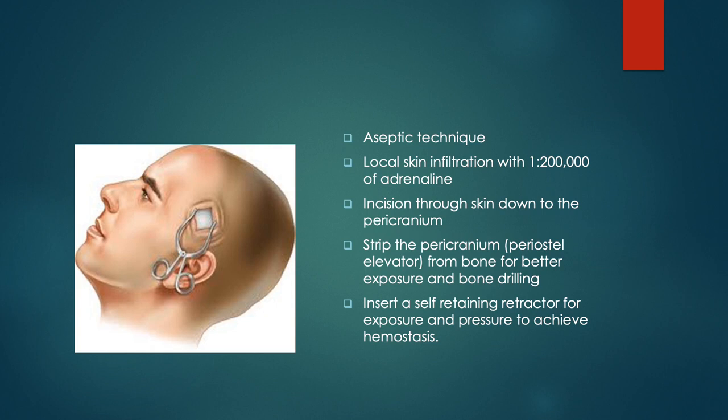So the incision is usually done through skin down to the pericranium and bone, and then once it's done, we strip the pericranium. As you strip this pericranium from the bone, you will have better exposure, and you'll also have better bone drilling when the periosteum is stripped from bone. After you've done that, then you insert your self-retaining retractor, because sometimes you don't have enough hands to keep retracting for you, or sometimes the incision is really small and you can't have so many hands trying to retract. So the self-retaining retractors come in very handy.